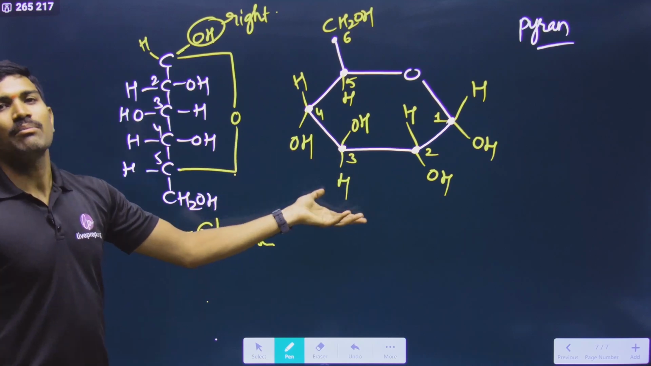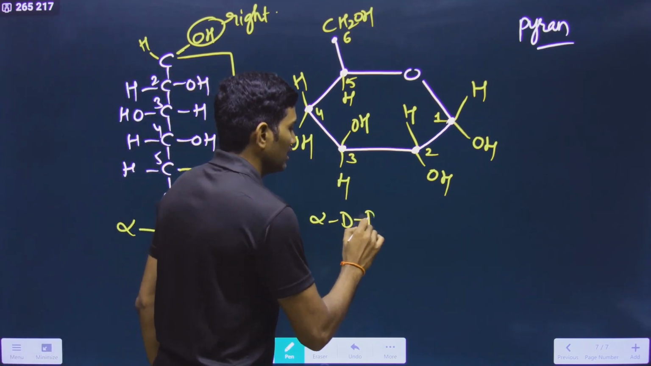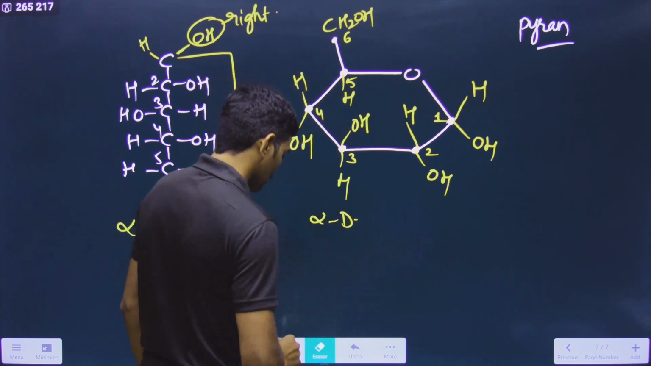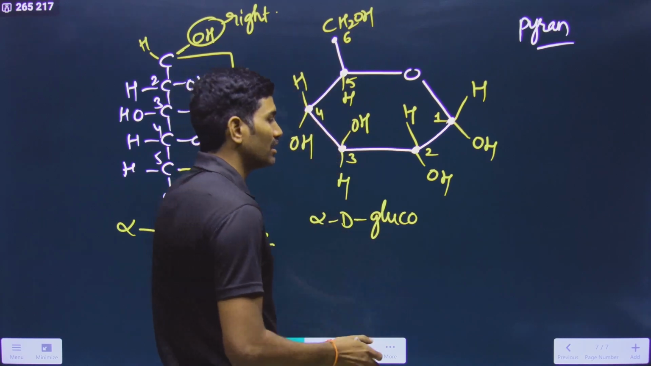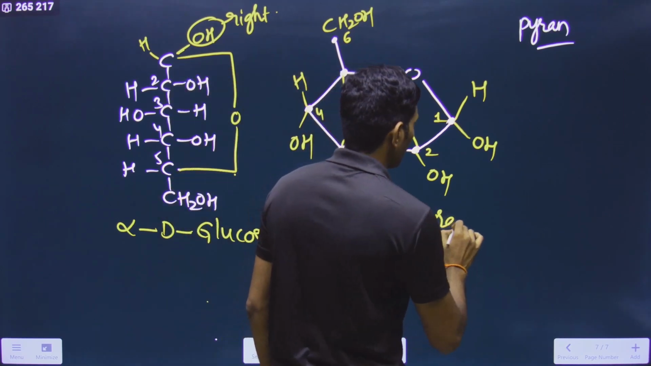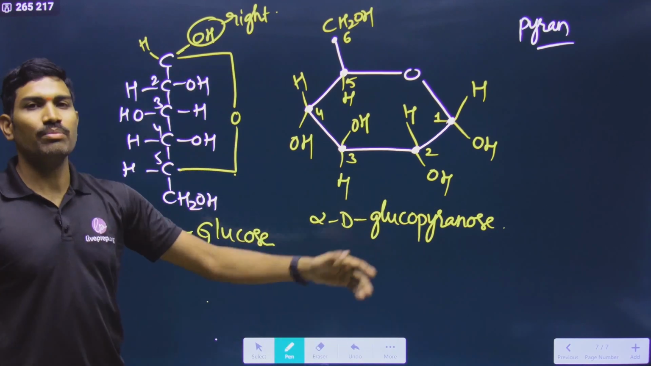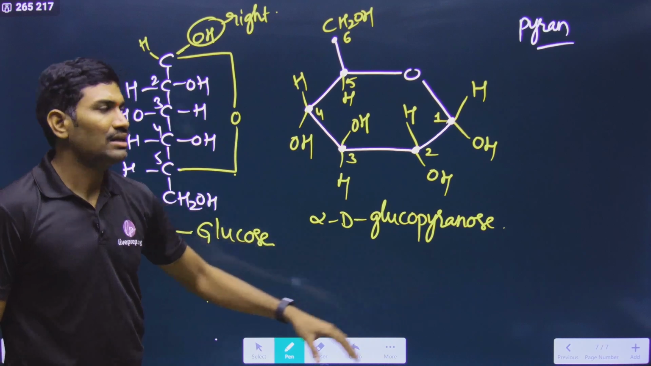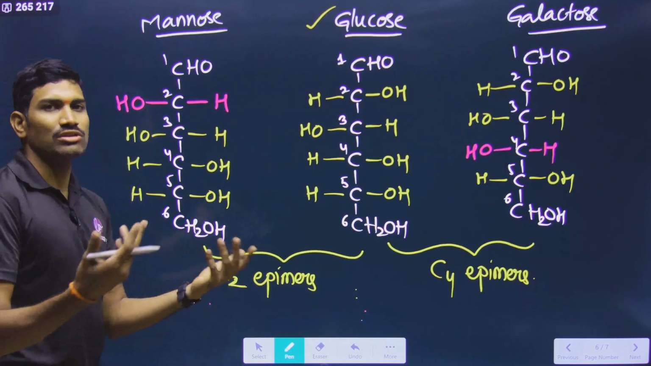And this is the pyranose form. So this is the alpha-D-glucopyranose. It is glucose in the pyran ring form. That's why it is glucopyranose. So in this way we are writing this. Understood or not? In the same way, for all these things also we can write.